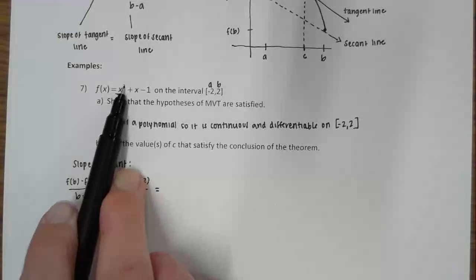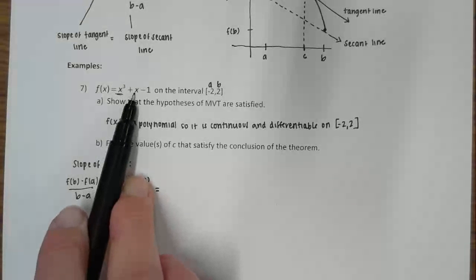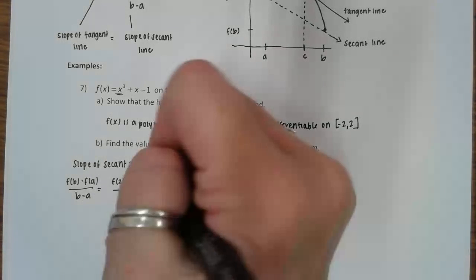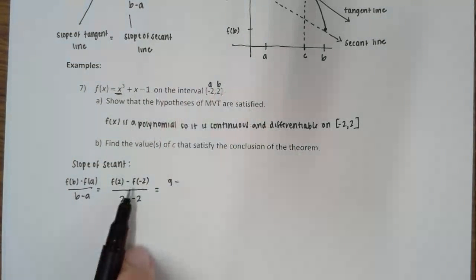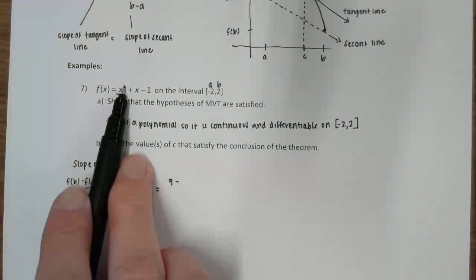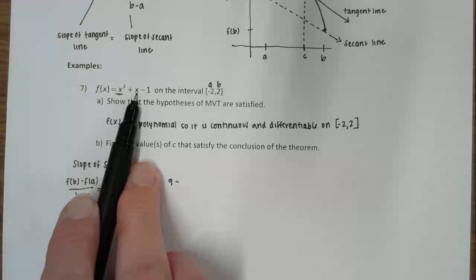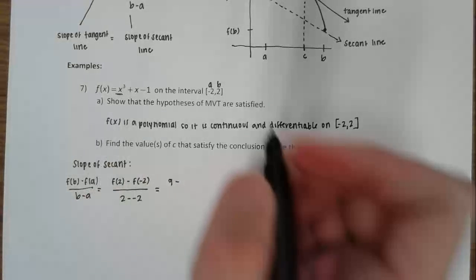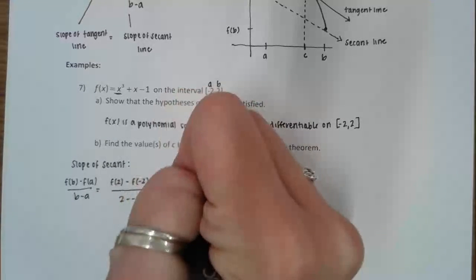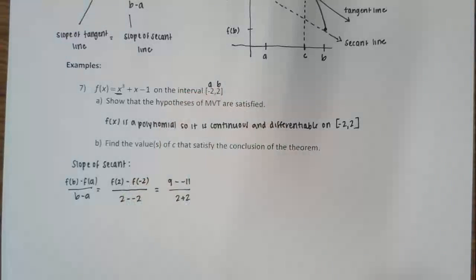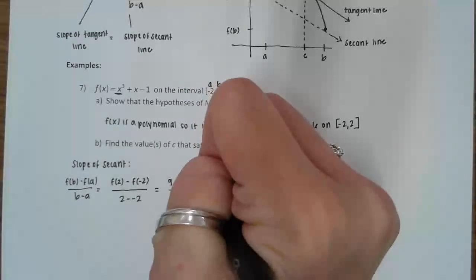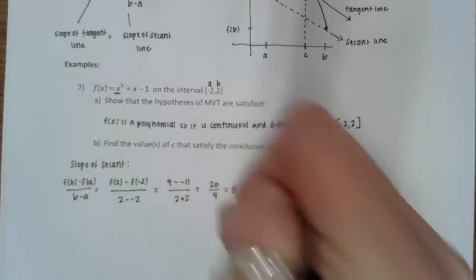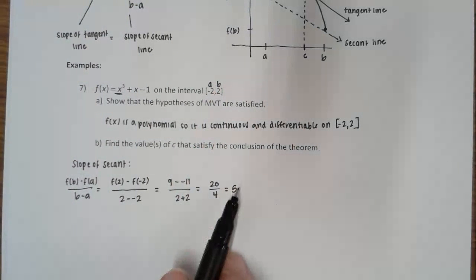And when this says f of 2, that really just means evaluating this function up here at 2. So 2 cubed would be 8, plus 2 would be 10, minus 1 should give me a 9. And I'll do the same thing for f of -2. -2 cubed would be -8, minus 2 would be -10, minus 1 would give me -11. And then this denominator would be 2 plus 2, so this is going to give me 20 divided by 4. So the slope of my secant line would be 5.